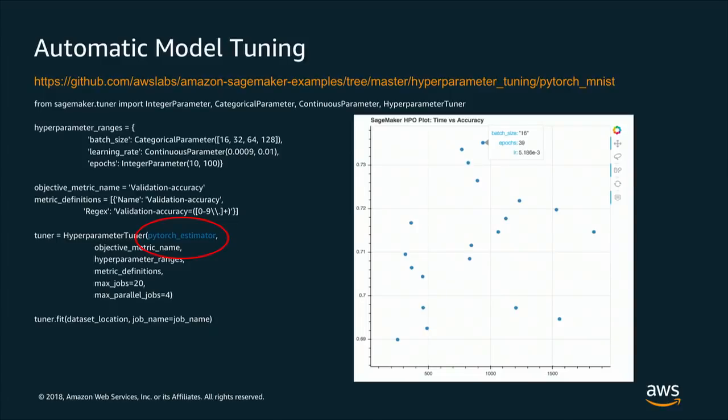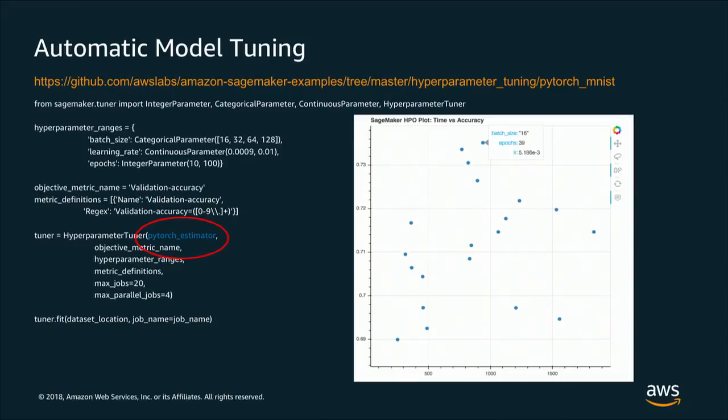Now, I can specify whatever the hyperparameters are for my code. In this case, I've specified batch size, learning rate, epochs, and I can have a continuous parameter, categorical, whatever I choose. You can give a regex specifying what you want to optimize on. I've specified validation accuracy, and then you can specify the max number of jobs and how many parallel instances. It actually uses Bayesian optimization. Once you get the results back, it tries to get to the best hyperparameters.